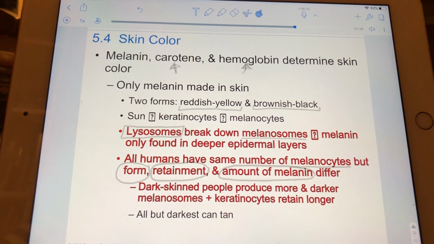Melanin, made by melanocytes. Carotene, which we get primarily in our diet, in fruits and vegetables that are especially yellow, orange, or red. They'll typically have a lot of carotene. So like if you're eating a lot of red pepper, then you're getting a lot of carotene. If you're eating a lot of carrots, then you're getting a lot of carotene. Okay.